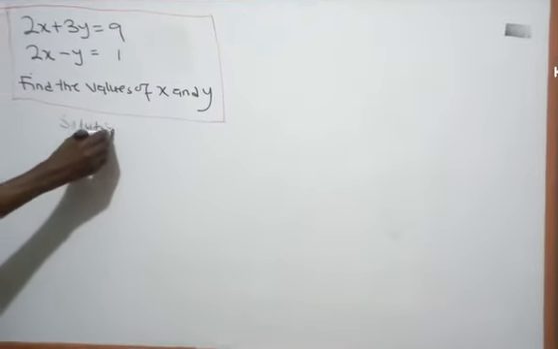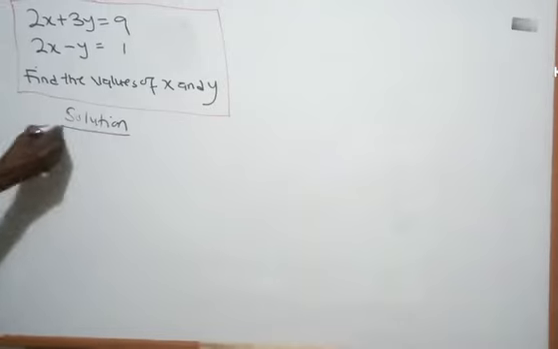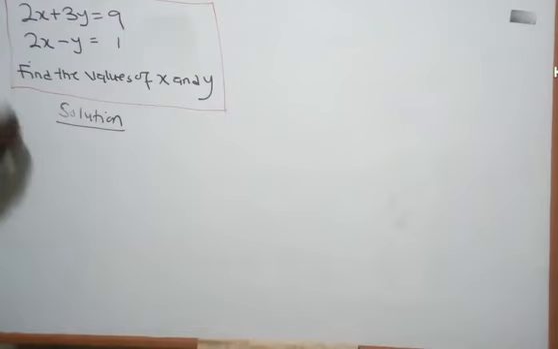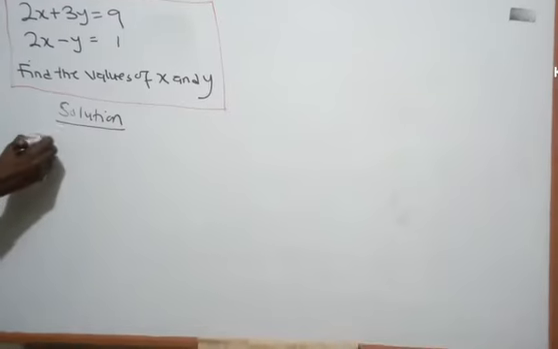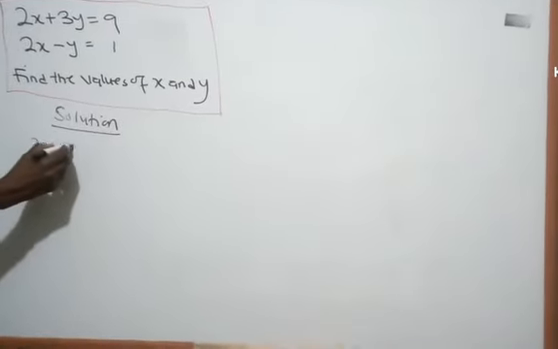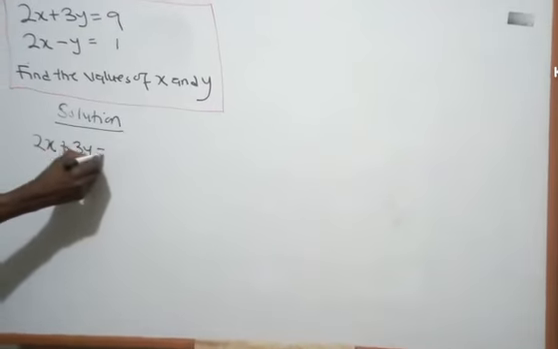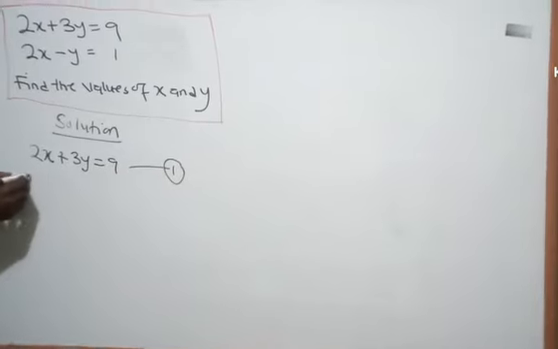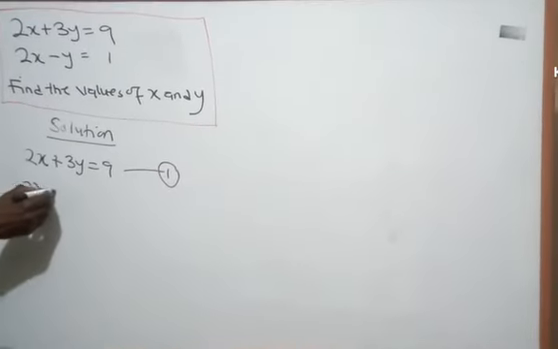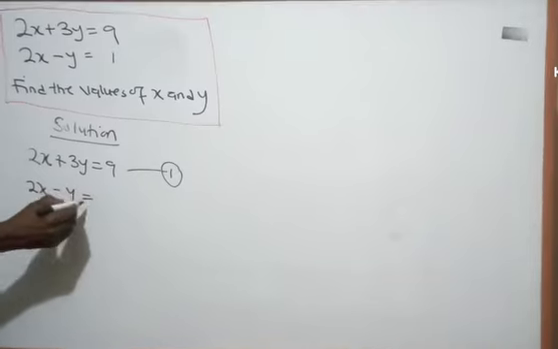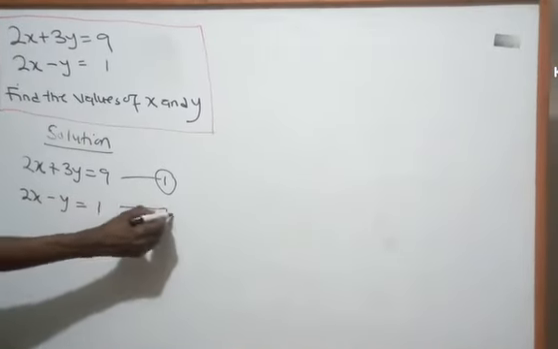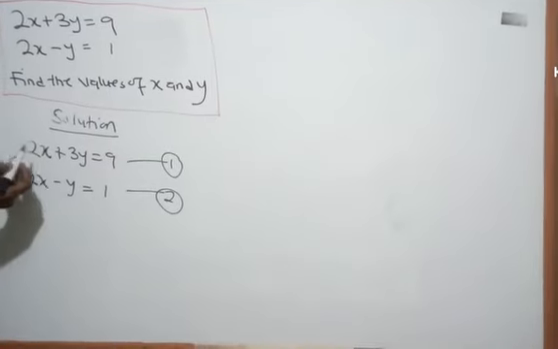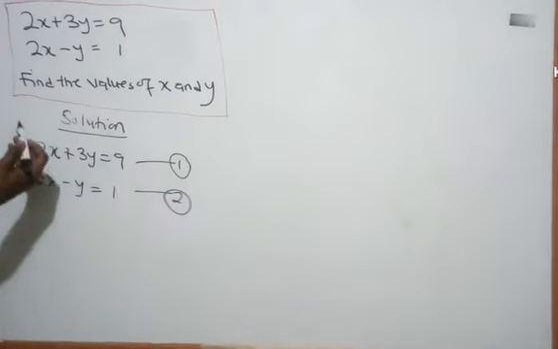Solution. First of all, let's name our equations. The first one is what? 2x plus 3y is equal to 9. We can name it equation 1. And the second one is 2x minus y is equal to 1. We can name it equation what? Equation 2.